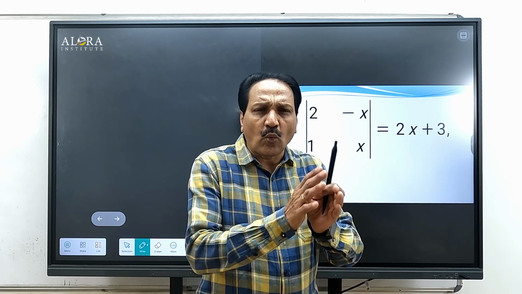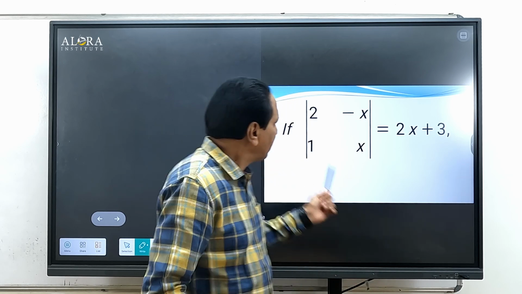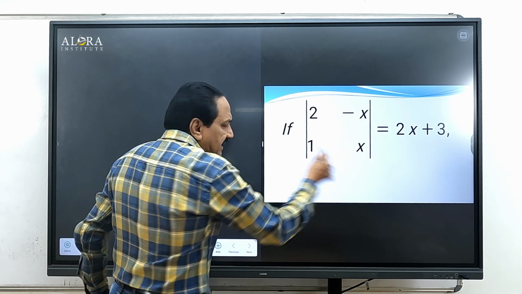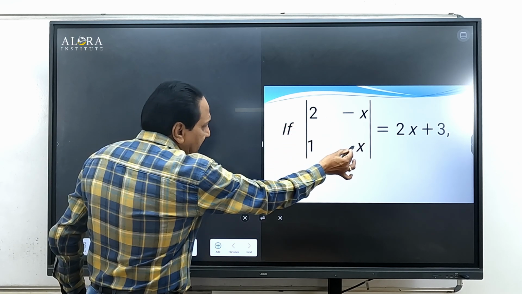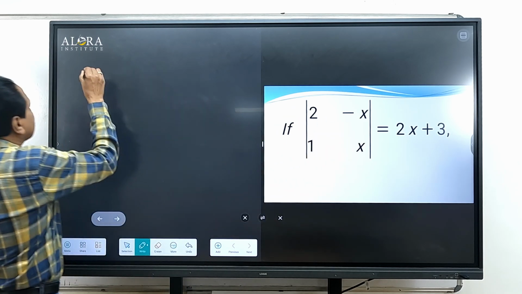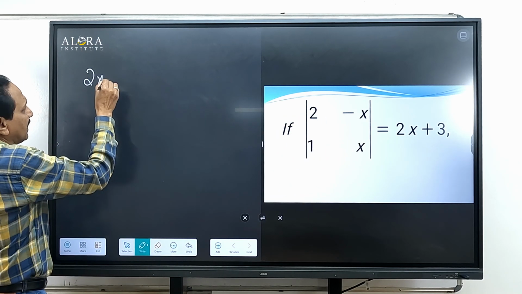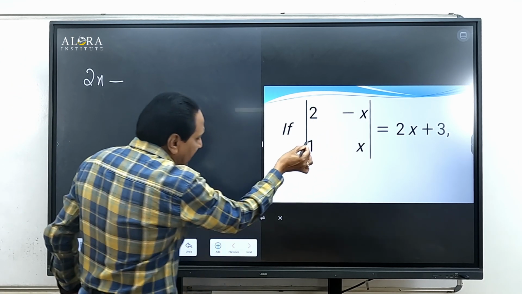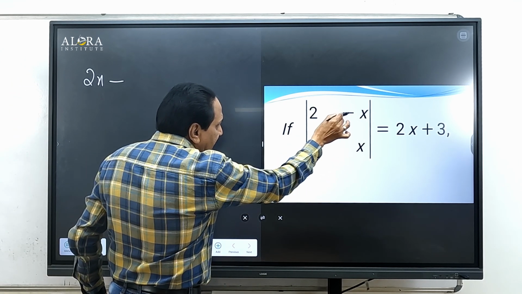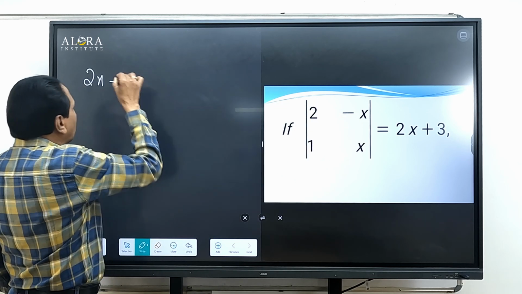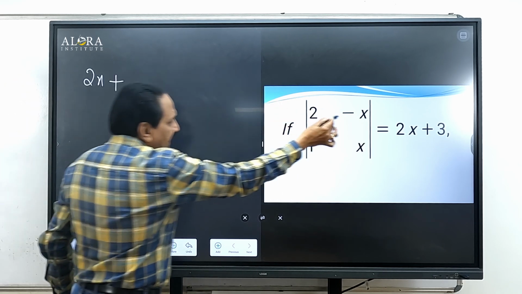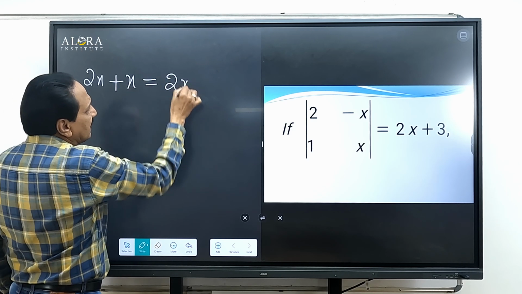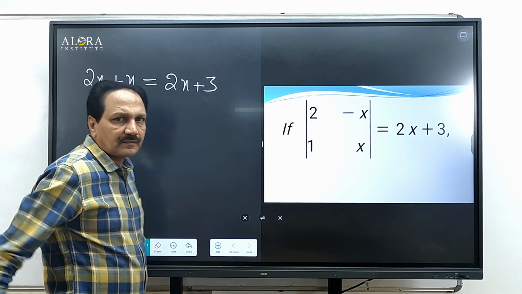Will it be alright? Whatever it is, what is the first step? Expand the LHS. How will you expand? How will you find the value of the second order determinant? First element into its diagonally opposite, 2 into x, that's equal to 2x. Put the minus sign, there is the formula minus. Second element into its diagonally opposite. In the second element, again minus is there. Minus of minus, it will become plus. Then x into 1, that's equal to x. So that's equal to RHS 2x plus 3.